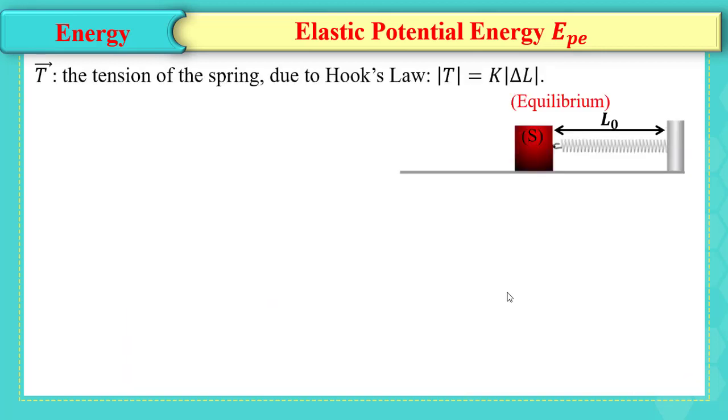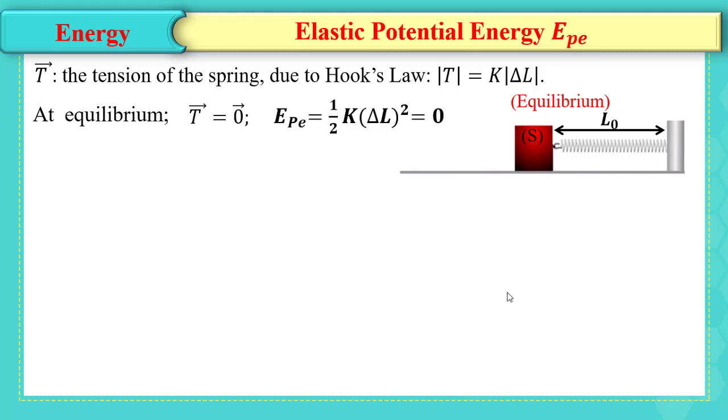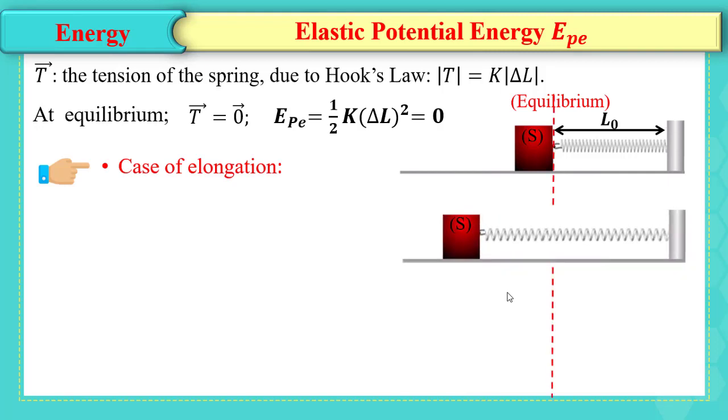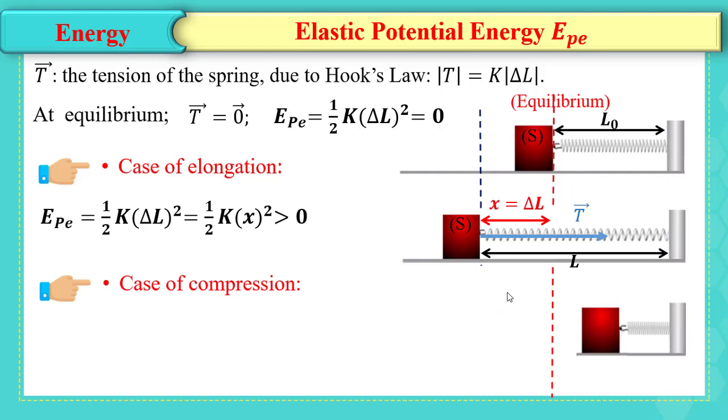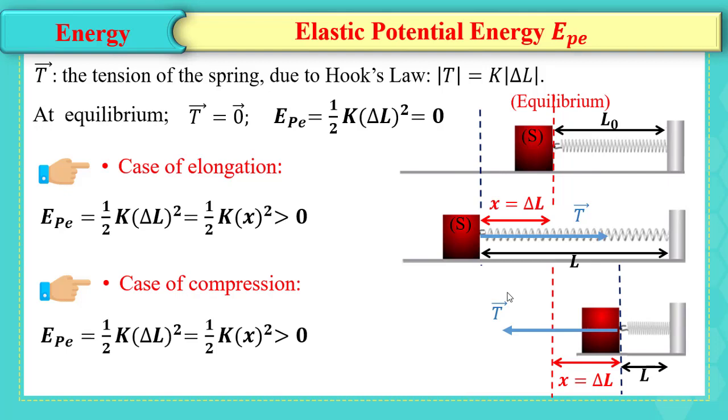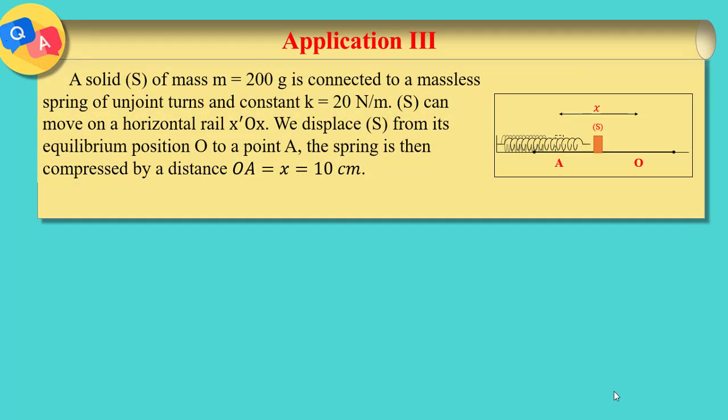A force of tension is applied to this spring. Due to Hooke's law, the absolute value of T is given as K times the absolute value of delta L. At equilibrium, the tension is 0, and the elastic potential energy, half K delta L squared, is 0, since there is no elongation and no compression. In case of elongation, the length increases, and the expression of elastic potential energy, half K delta L squared, is positive. In the case of compression, L decreases. Here we also have half K delta L squared, and it is positive since we are squaring delta L in both cases.